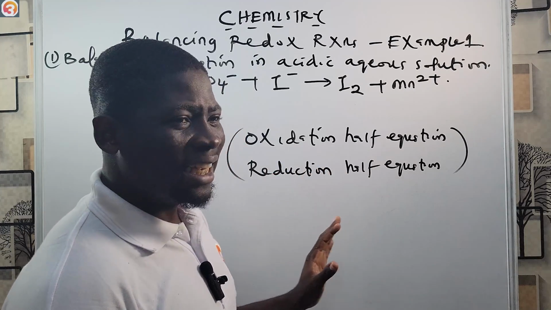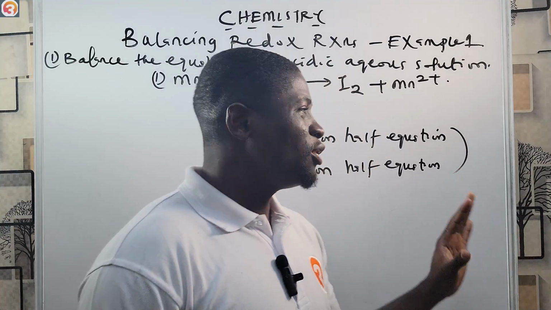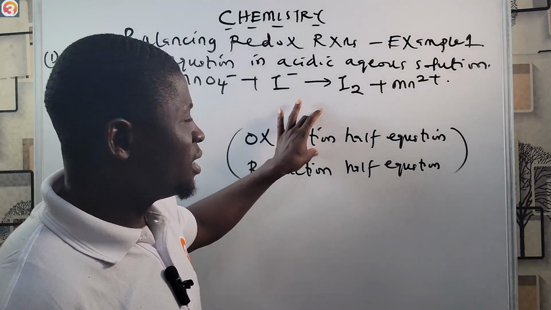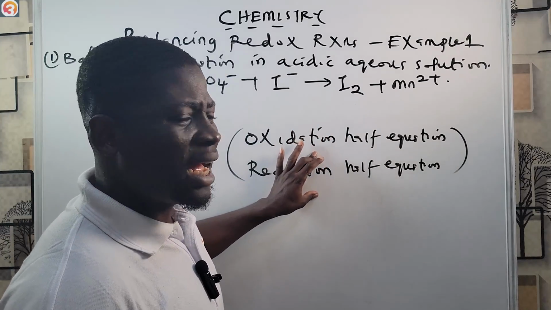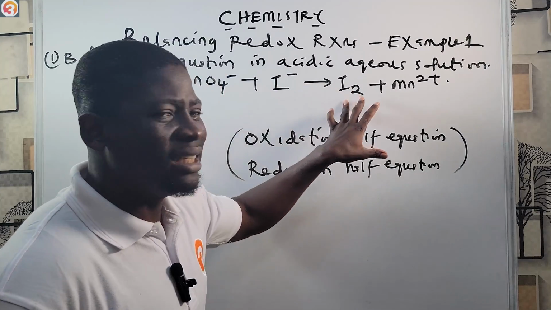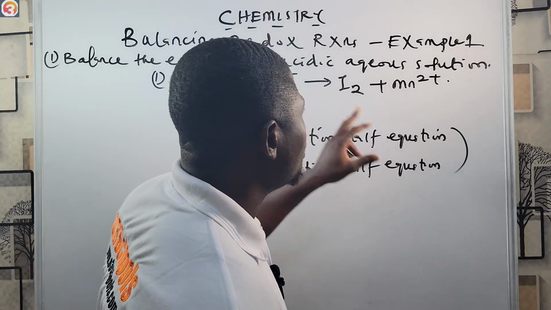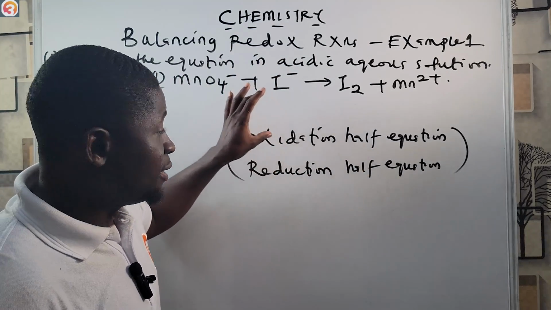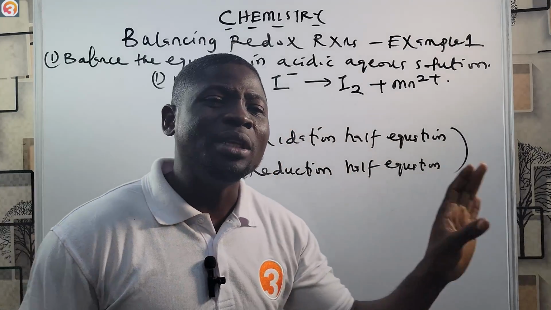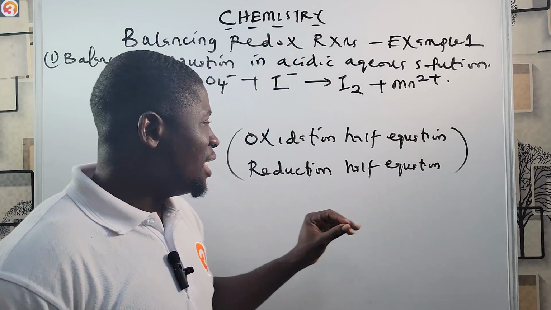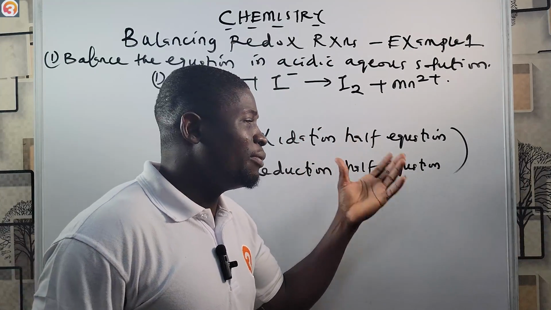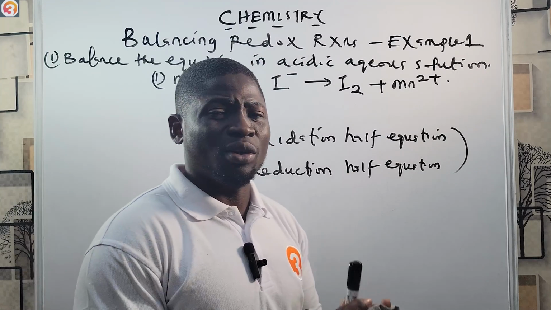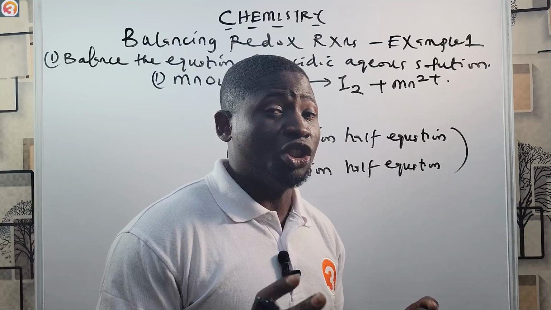To separate the equation into half equations, you need to understand what oxidation is and what reduction is, and you need to know which species is oxidized and which is reduced. Once you know the species that is oxidized, that will be the oxidation half equation, and the other one will become the reduction half once you identify the oxidation half. But you need to check very well.